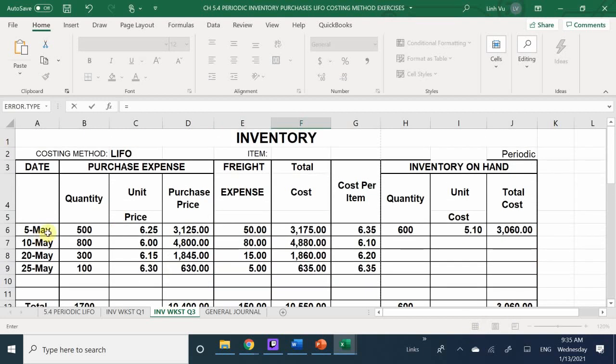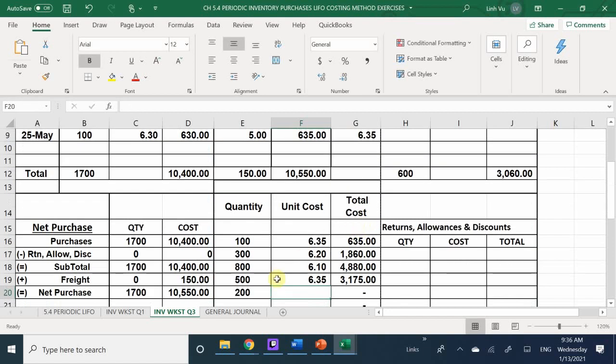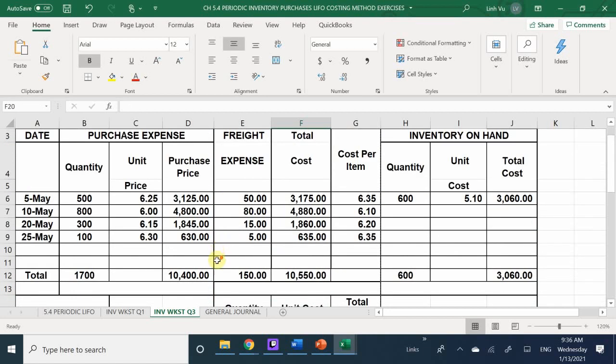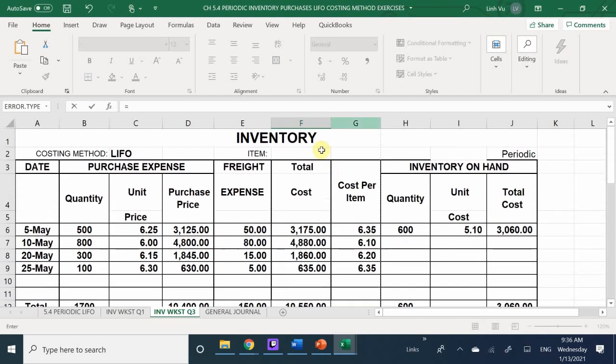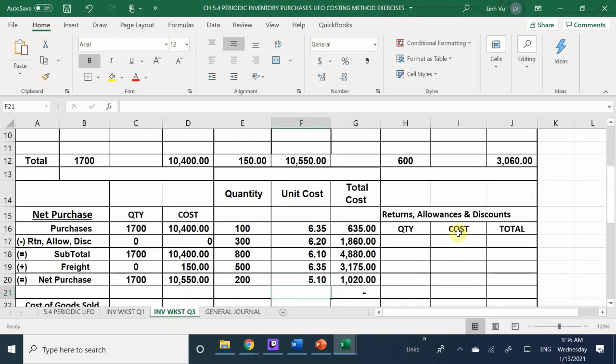Since we're taking out the entire batch right here of the 500, we can get rid of that entire amount. Okay. And then now we are taking from our actual beginning inventory, okay, of our $5.10, which gives us 1,020.